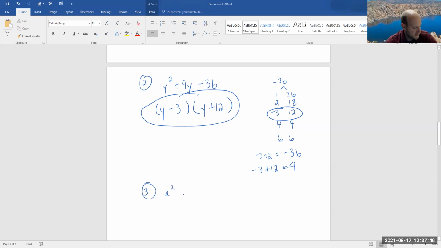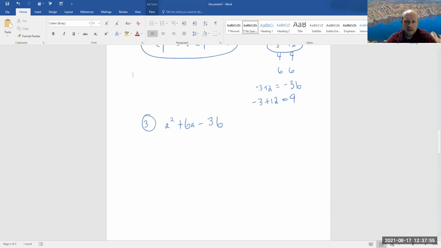And then our last example for section 6.2 is this one: a squared plus 6a minus 36. So again, I'm looking for factors of -36 that add to 6. So I have 1 and 36, 2 and 18, 3 and 12, 4 and 9, and 6 and 6. And again, if you want to, you can write all those down again.